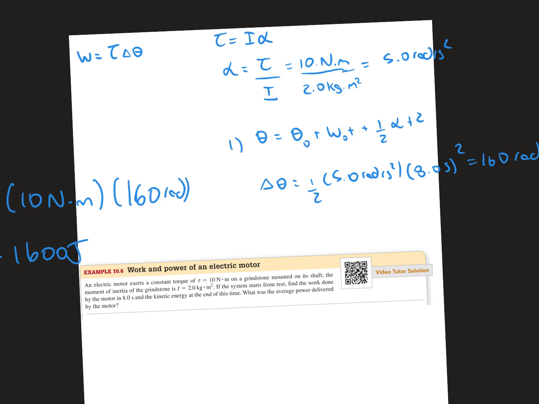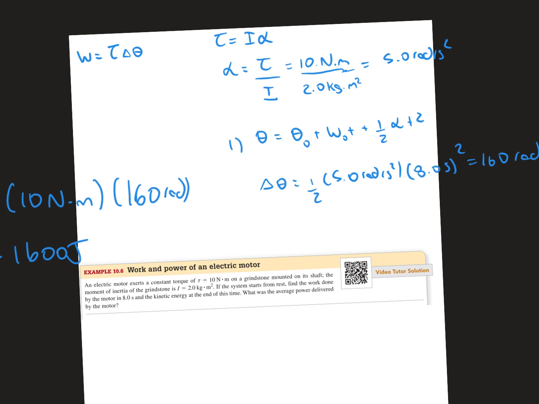The problem says the following. An electric motor exerts a constant torque of 10 newton-meters on a grindstone mounted on its shaft. The moment of inertia of the grindstone is 2 kilogram meter squared. If the system starts from rest, we have to find the work done by the motor in 8 seconds and the kinetic energy at the end of this time. Lastly, what was the average power delivered by the motor?